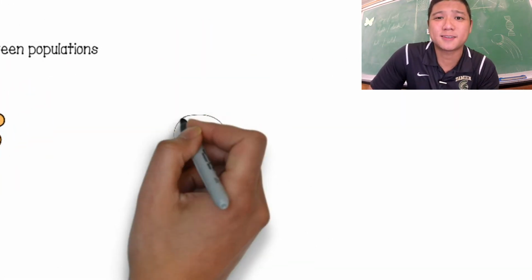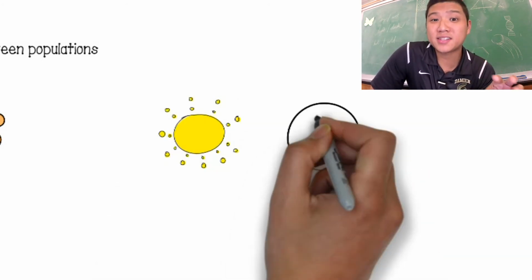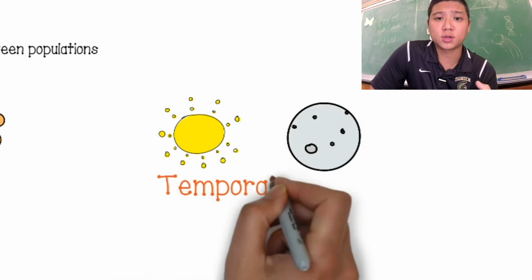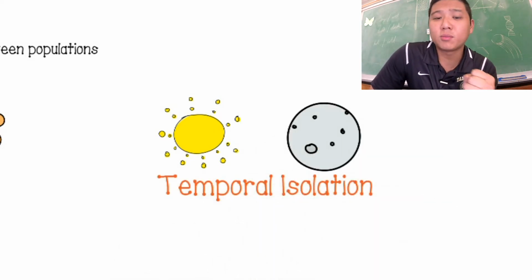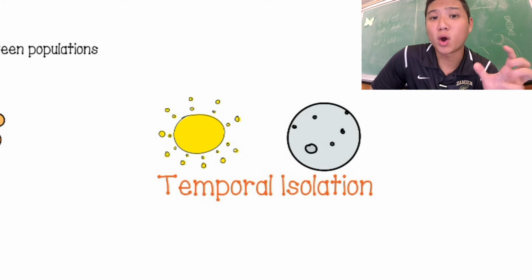Now let's say that we have a population of organisms, and one of them has their mating rituals during the day, while one of them will have their mating rituals during the night. Well, then this is a form of temporal isolation, where the times of the mating rituals might interfere with the ability to pass the genes between the population. So just remember, temporal isolation has to do with time, the wrong time.